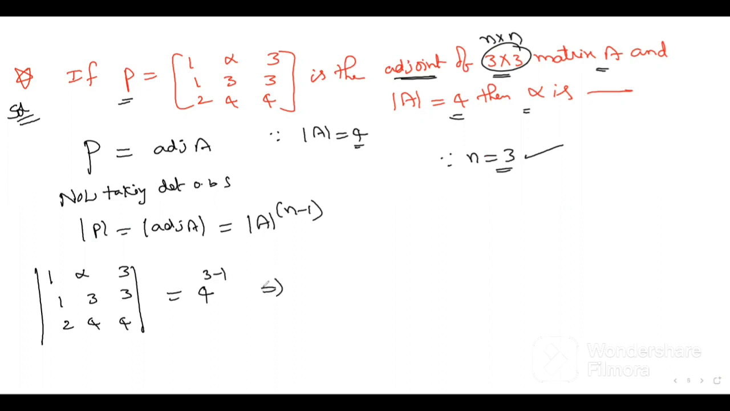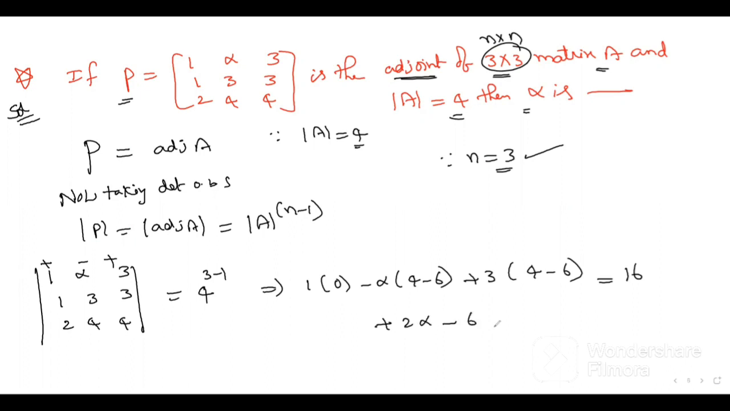So it will be plus minus plus. So 1 into 0 minus alpha into 4 minus 6 plus 3 times of 4 minus 6 is equal to 16. Here minus plus 2 alpha, this is minus 6, is equal to 16. 2 alpha we get 22, alpha value we get 11. What is the answer? 11 is the answer.